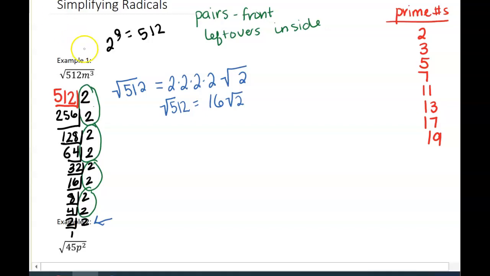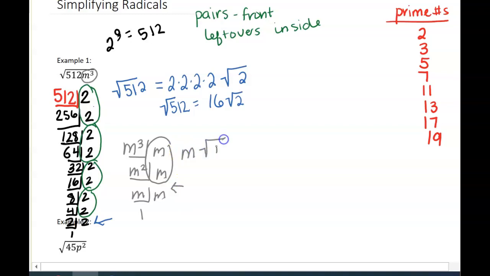Now we're going to do the same thing with this m cubed. You don't really have to write it all out like this, but you take an m out, you get m squared. You take an m out, you get m. If you take an m out, you get 1, and you're done. So you pull out the m's. You have a pair of m's and then a leftover m. The pair of m's comes out front, and the leftover m goes inside.